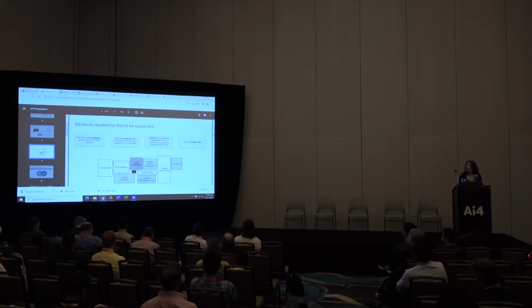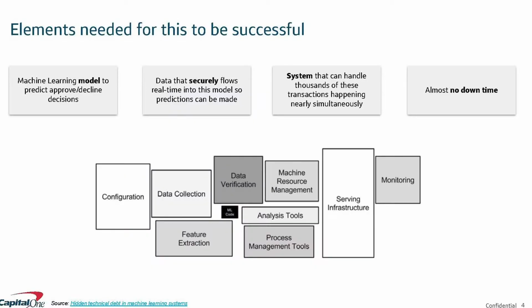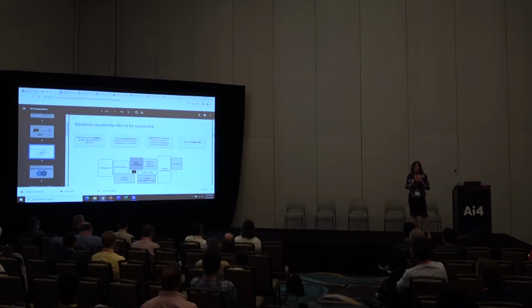So next slide. Okay. So what are some elements that we need for this to be successful? Well, one, you need the model to predict approve or decline decisions. You need data that securely flows in real time into this model so predictions can be made. Data security, I'm guessing some of you in the audience might be in the healthcare field or in financial services like we are. Data security is critically important. It's regulated. And so you need to make sure that any data that's flowing any place is happening really securely. You need a system that can handle thousands of these transactions happening simultaneously. And then you need to make sure that there's almost no delay, right? So all of these things are really critical components of MLOps.